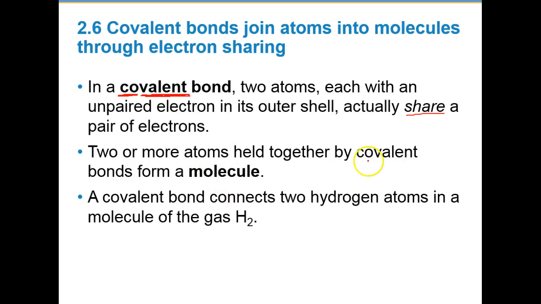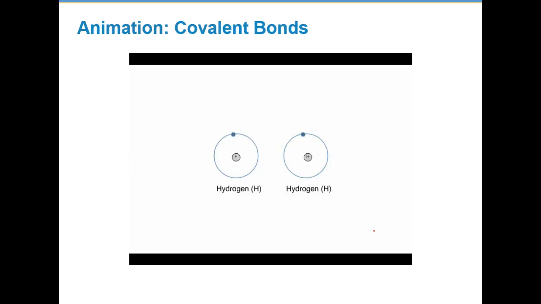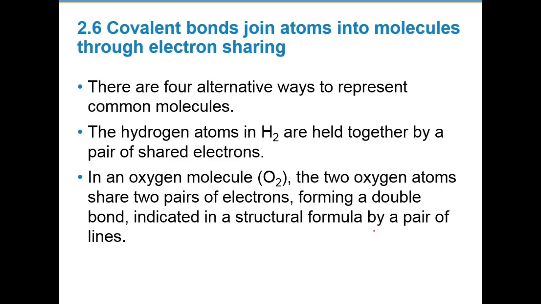Two or more atoms held together by covalent bonds form a molecule. So molecules are held together by covalent bonds. A covalent bond, for example, connects hydrogen atoms together in a molecule of the gas H2. So hydrogen has a bond with hydrogen. There you go. We'll look at the videos a little bit later. I've got some videos for you, I promise. But we'll look at those later.